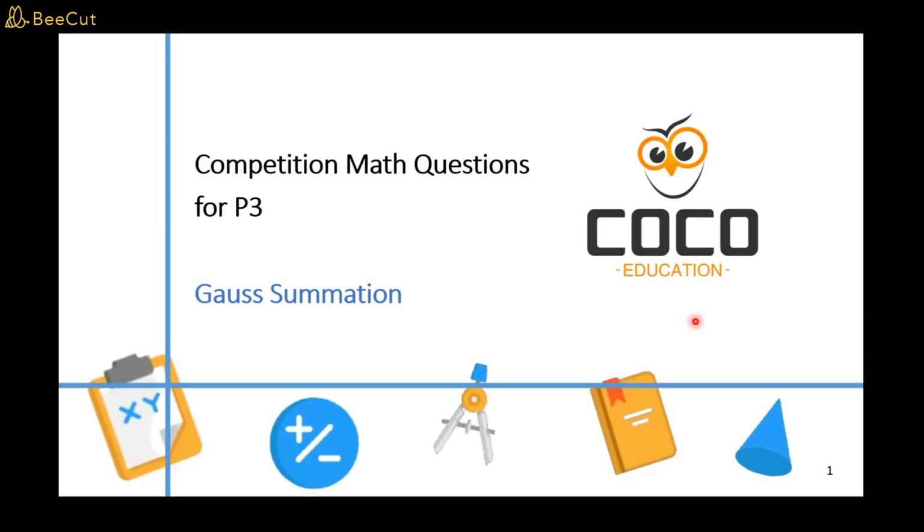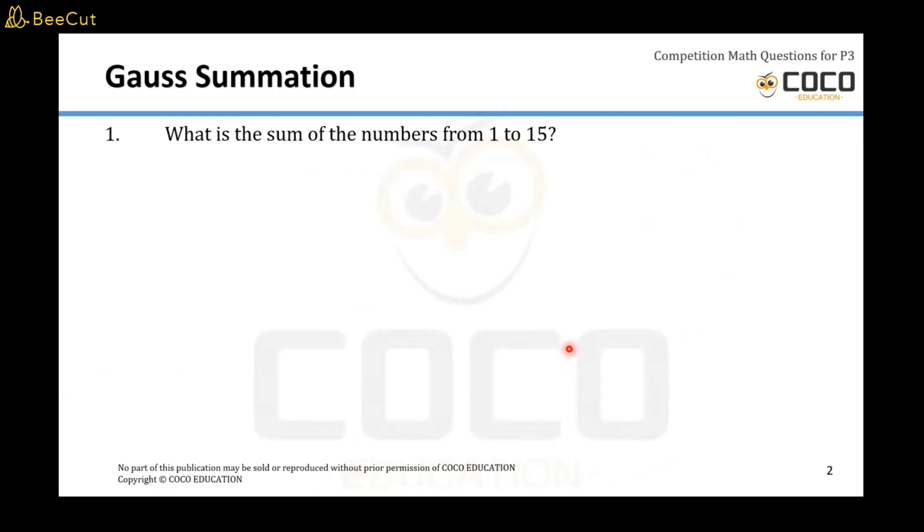So today what we are going to learn is the Gauss summation. So what is Gauss summation? Let's look at question number 1 as an example. What is the sum of the numbers from 1 to 15? Okay, so today I'm going to demonstrate how to use the Gauss summation method to solve this question.